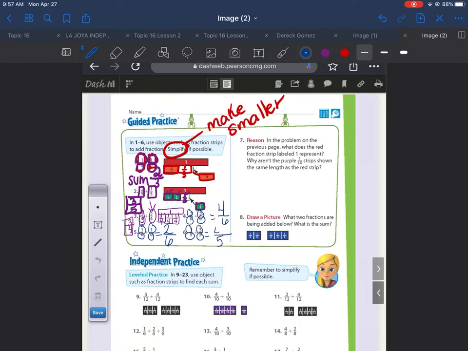Number 6. Denominator stays the same. 1 plus 3 is 4. So remember, when we're adding, we're finding the sum. Don't forget that word.